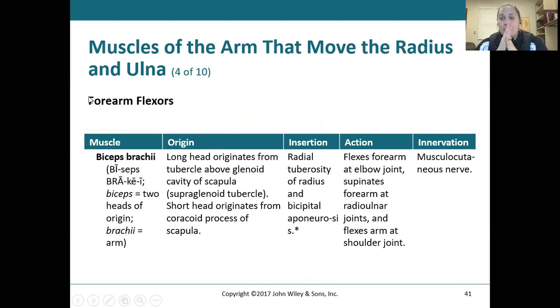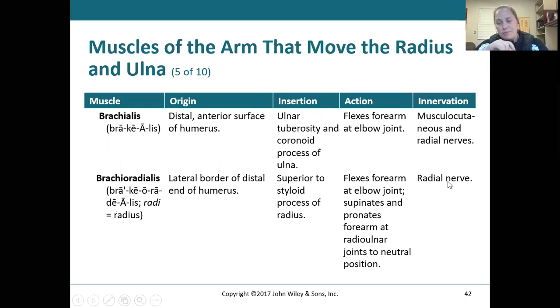Okay, biceps brachii. I've shown the biceps brachii in a couple of different orientations, so hopefully you feel visually comfortable with it. It's one of those muscles people hear about regularly, so you have a pretty clear idea of where that muscle group is on your body. The long head originates from the tubercle above the glenoid cavity of the scapula, and the short head originates from the coracoid process of the scapula. The insertion is the radial tuberosity of the radius and the bicipital aponeurosis, and the action is to flex the forearm at the elbow joint, supinate the forearm at the radioulnar joints, and flex the arm at the shoulder joint. The musculocutaneous nerve is the innervation.